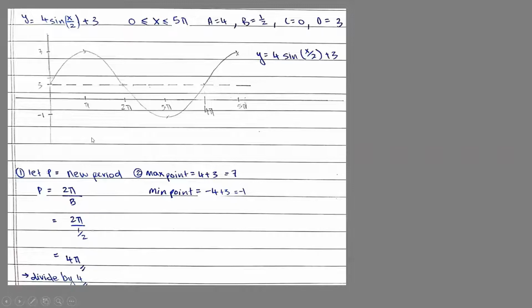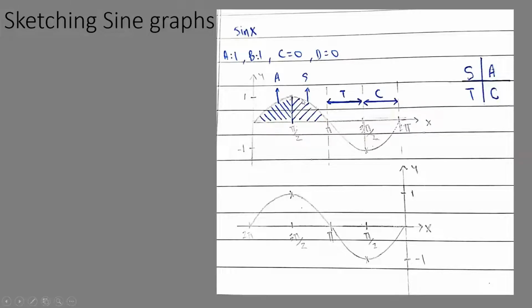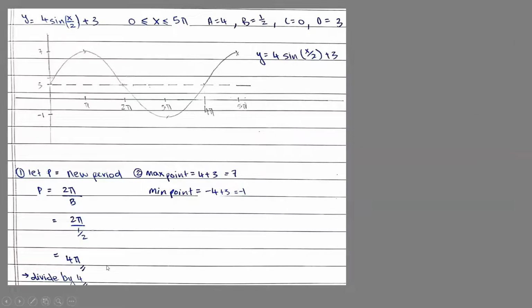Now we know that, as before, the period of the sine x graph was 2 pi, and we divided that into 4. That helped us draw it out. So we have 4 pi now. I put it on the x-axis as 4 pi, and then I divide it into 4, which would be pi, 2 pi, 3 pi. Take note that the domain of this graph is up until 5 pi, so you must plot 5 pi as well.